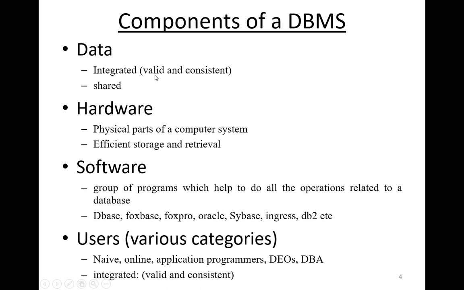Integrated further consists of two things. Number one, data should be valid. Number two, it should be consistent. Now, valid simply means that we should have data with some valid constraints on it, some conditions on it. For example, if we are maintaining an employee database and the age column is there, and you put the age as 200, that is an invalid value, right? So there should be proper constraints on the data. So data should be valid.